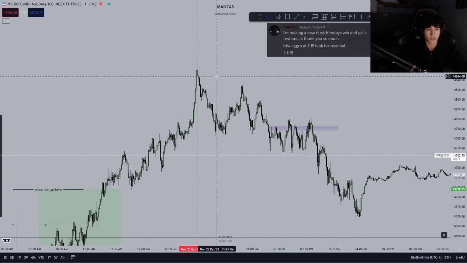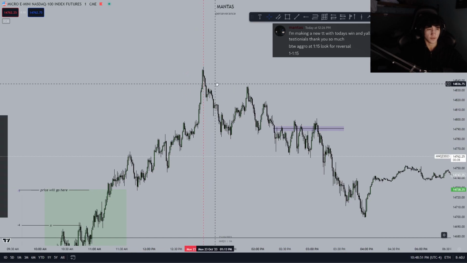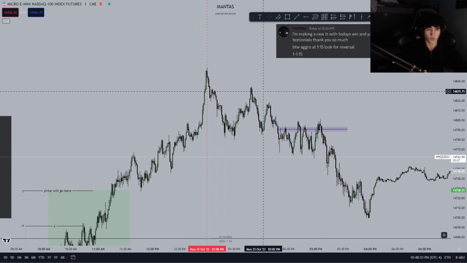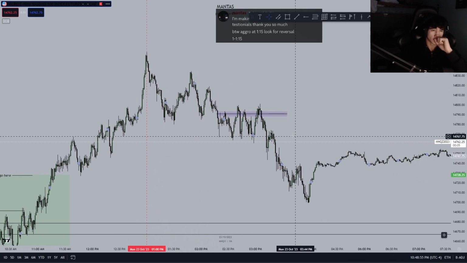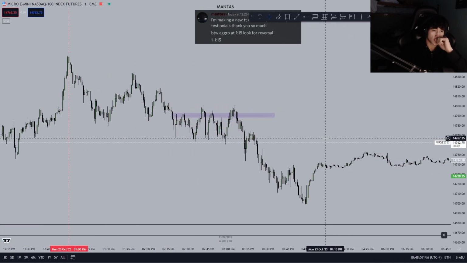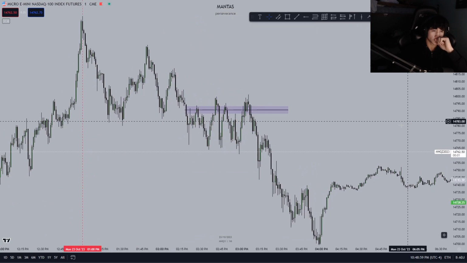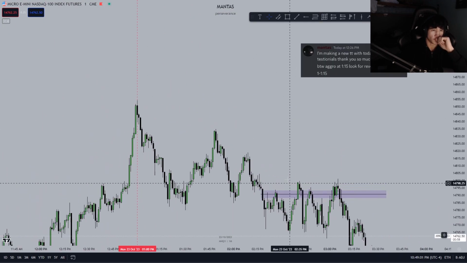It's not guaranteed that this will happen, but the market has a tendency. People also call it midday reversal. Do we have any questions? No. Makes sense, makes sense. Okay, everything's making sense. Perfect.